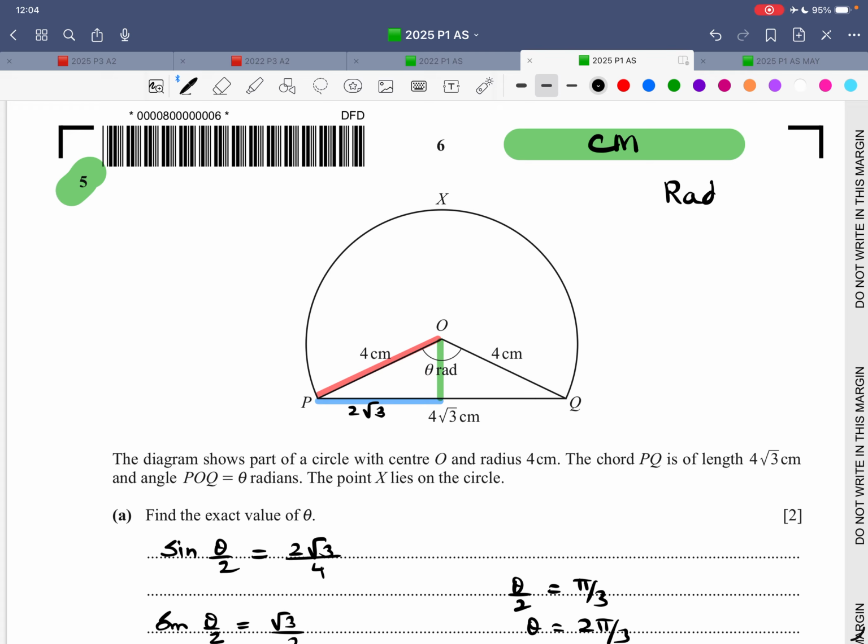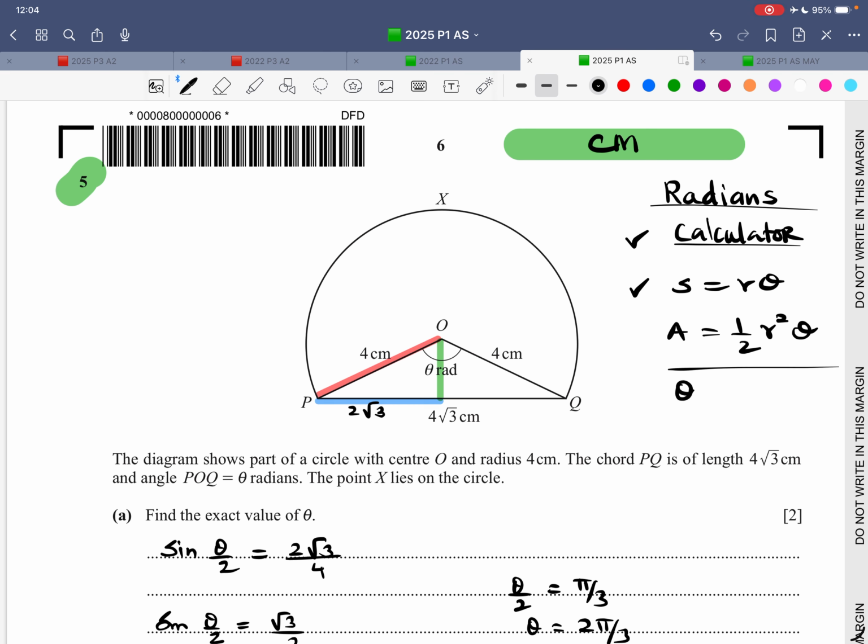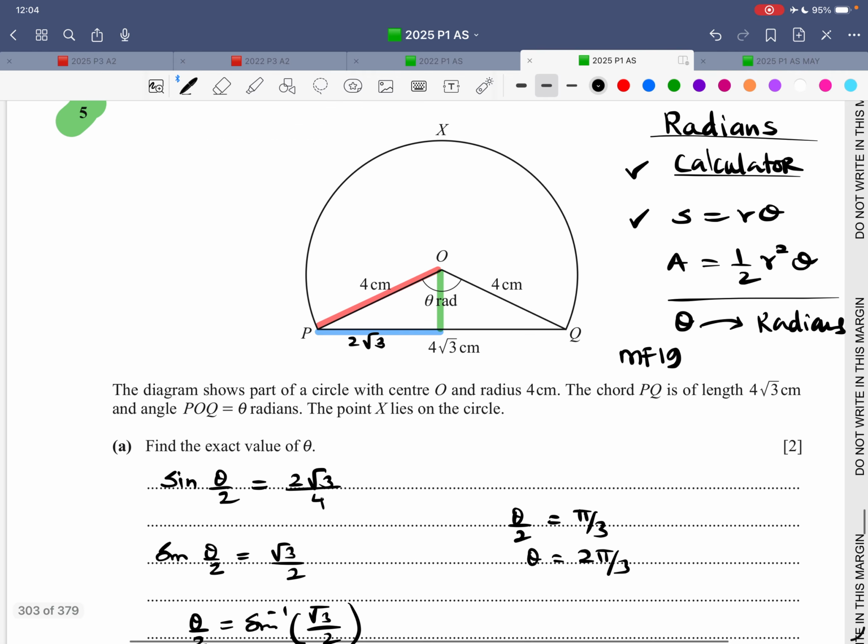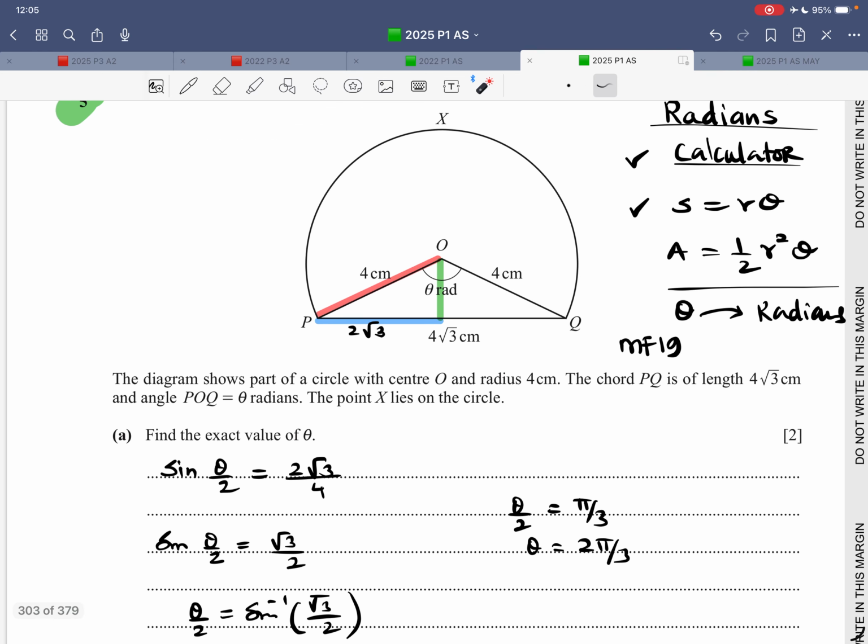Next question, this is about circular measure. Again, I always emphasize, make sure it's all about radians. So therefore, calculator in radian mode for usage of trigonometric ratios, as well as the formulas. S is equal to r theta. Area is half r squared theta for a sector. It's written in the formula booklet MF19 that theta has to be in radians, whether that radians is in terms of pi or in decimals.